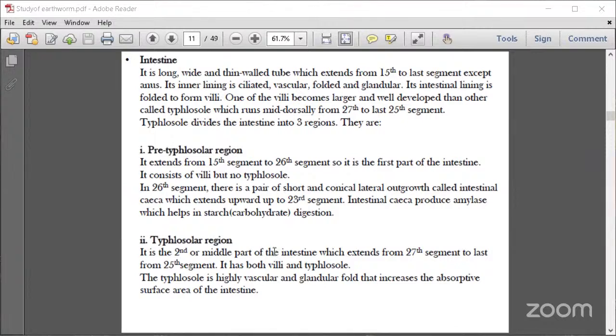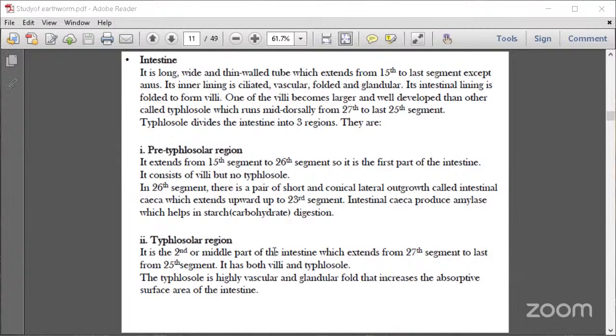So it is the first part of the intestine. It consists of the villi but no typhlosole. In the 26th segment, there is a pair of short and conical lateral outgrowths called intestinal ceca, which extend upward to the 23rd segment. Intestinal ceca produce amylase, which helps in carbohydrate digestion.